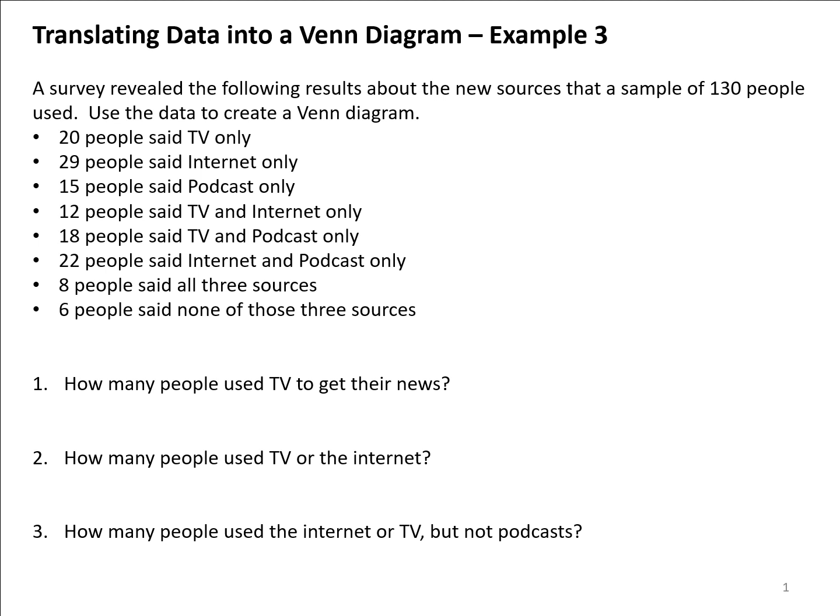Let's look at an example where we have three sets involved in our set diagram. Here, a survey revealed the following results about the news sources that a sample of 130 people used. We're going to use this data to create a Venn diagram.